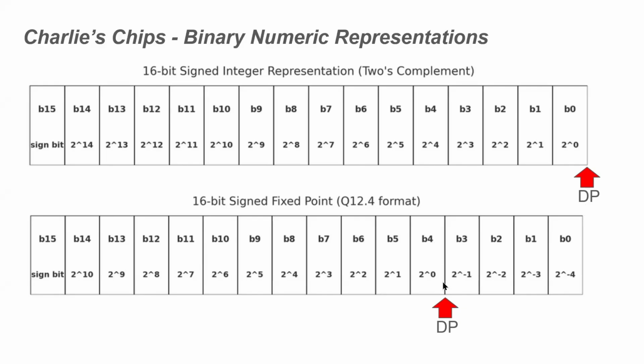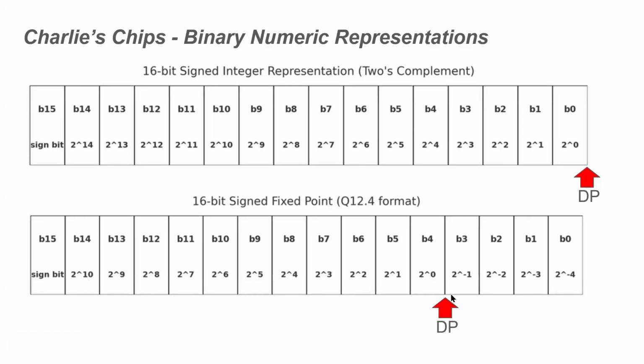So the bits to the left of the decimal point are the integer portion of our number, and the bits to the right of the decimal point represent the fractional portion of our fixed point number. We can see some similarities here. The first bit of our integer representation is 2 to the 0, same thing here, 2 to the 0, 2 to the 1, 2 to the 2, on up to 2 to the 10.